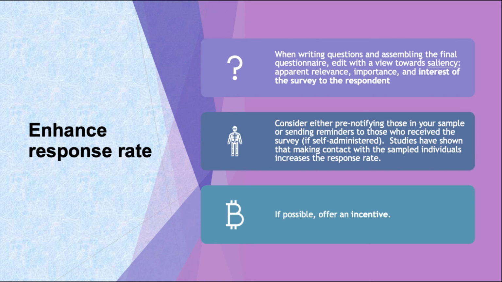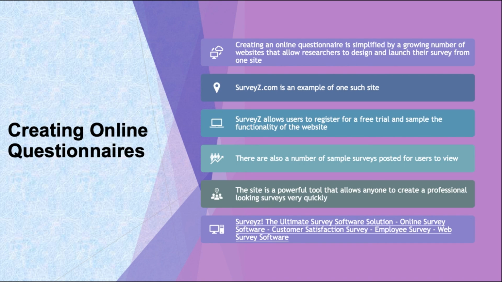Consider either pre-notifying those in your sample or sending reminders to those who will see the survey if it is self-administered. Studies have shown that making contact with several individuals increases the response rate. When you remind them, they will respond. If possible, offer an incentive. Studies also show that offering an incentive increases the response rate, for example, by giving them a voucher for KFC or McDonald's, or giving them a pen or a token of appreciation, whatever motivates them. And also you can create online questionnaires.